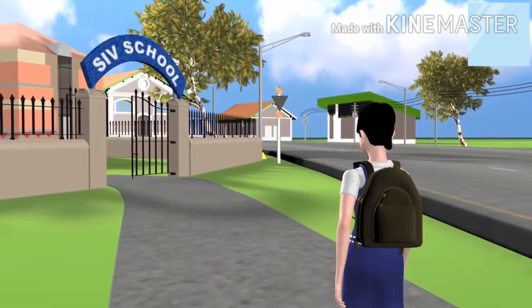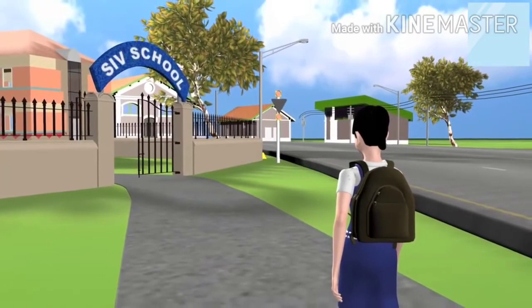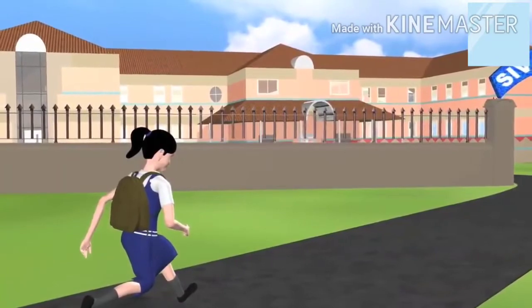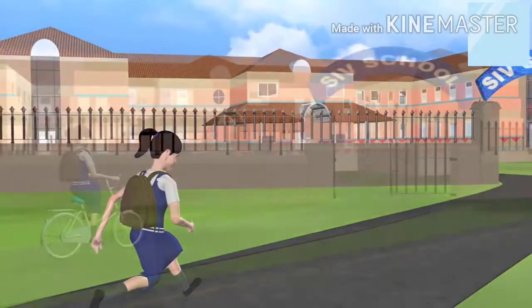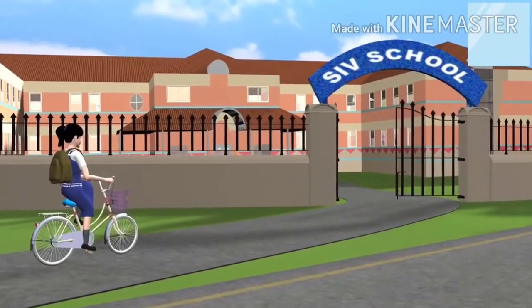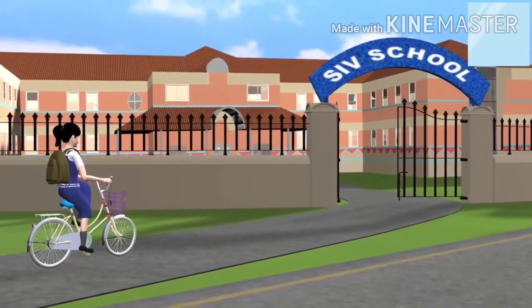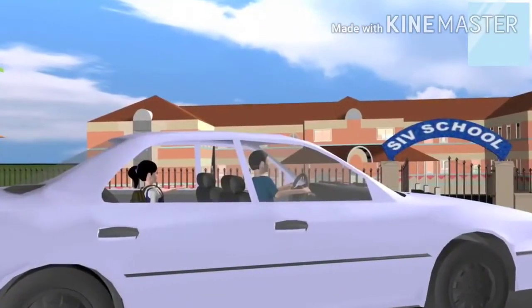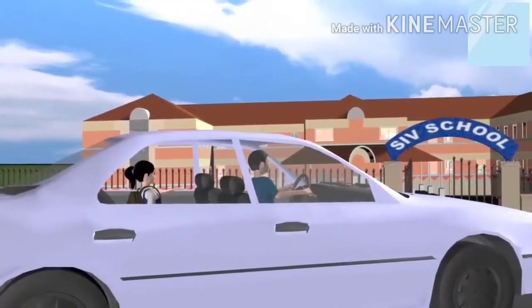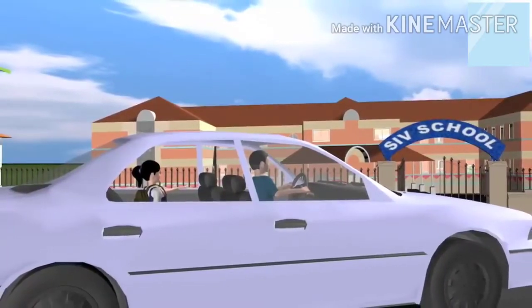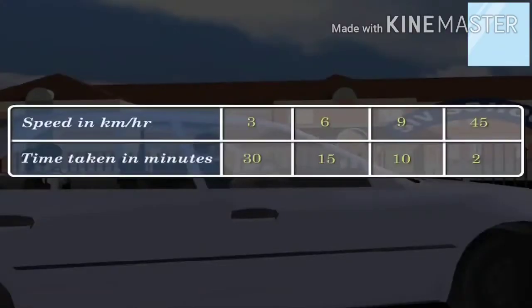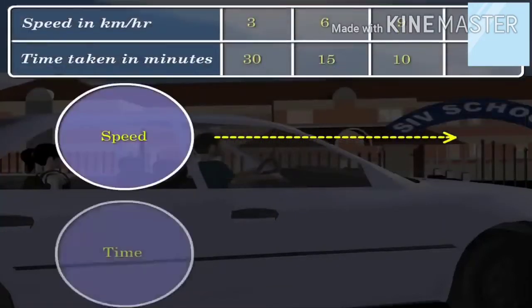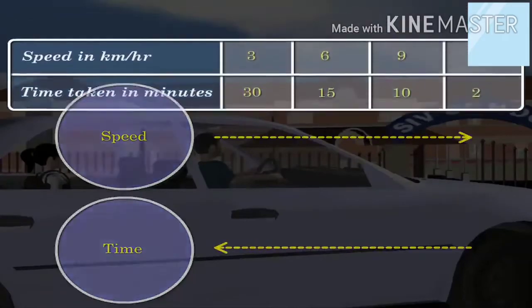So, what do you notice? In the different cases, her speed is different and the time required is also different. So we notice that by walking, by running, by bicycle and by car, she needs different times according to the speeds of the vehicle. So we can tell as the speed of the vehicle increases, the time taken by her to reach school decreases. So this is the inverse proportion.